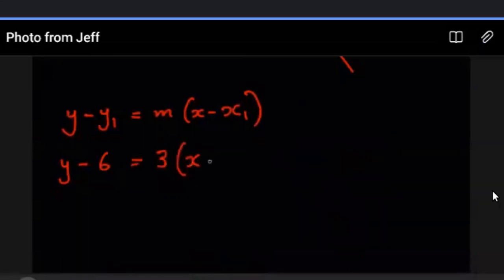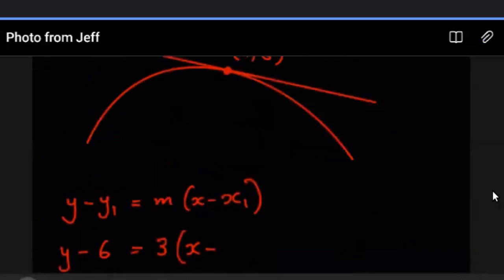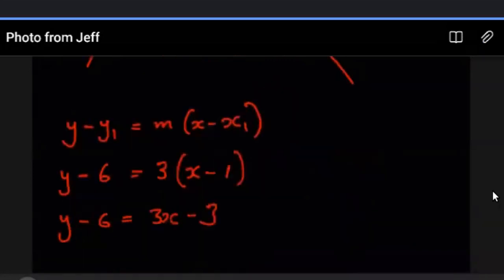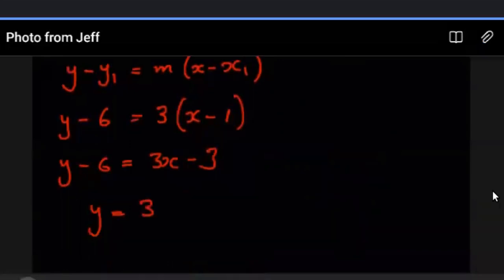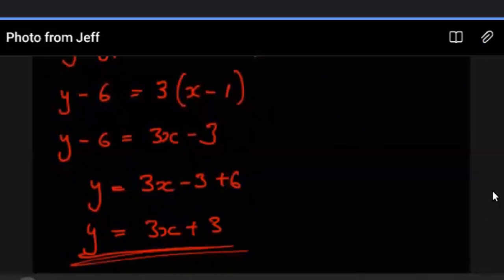And then x here, then we have minus x1. And our x1 is 1. So you have 1 here. So this becomes y minus 6 is equal to 3x minus 3. So you can conclude that y is equal to 3x minus 3 plus 6, which is y is equal to 3x plus 3. This becomes the equation of the normal at that point. Now, this is how we get the equation of the normal. No, not the normal, sorry. The equation of the tangent at that point.